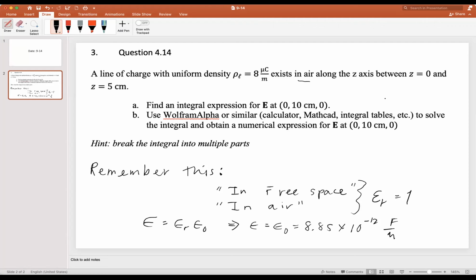So this is in air on the z-axis between z equals 0 and z equals 5 centimeters. In this problem, what I want you to do is find an integral expression for E at a point even higher on the z-axis. So use the cookbook steps to come up with an integral expression at 10 centimeters. And then in part A, do not solve the integral.